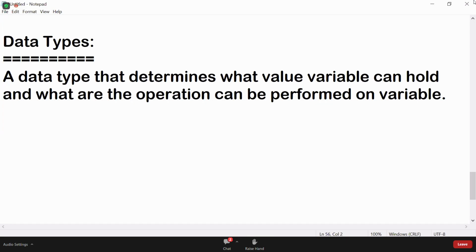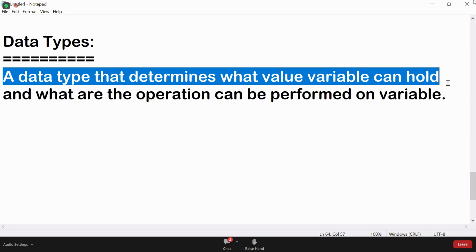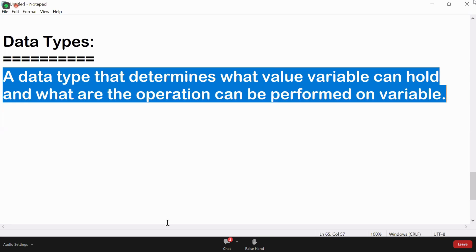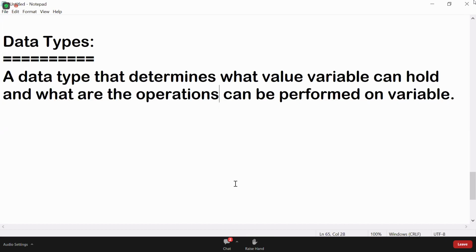Okay. A data type determines what value a variable can hold and what operations can be performed on the variable. Data type decides whether addition is possible or not, subtraction possible or not, multiplication possible or not. That is decided by data type. 45 operators are there, but you cannot apply all of them to all data types.